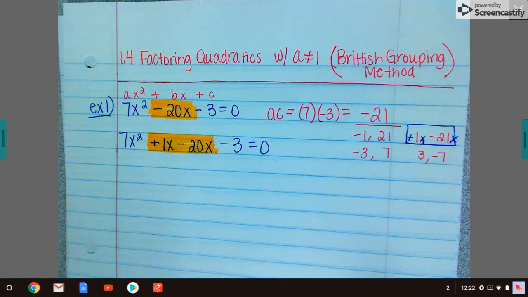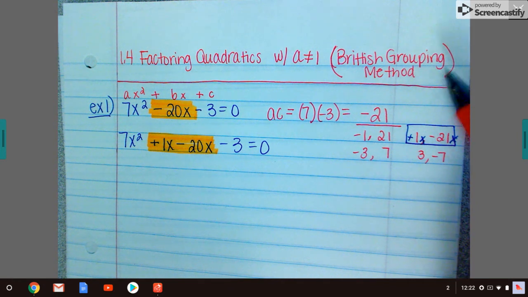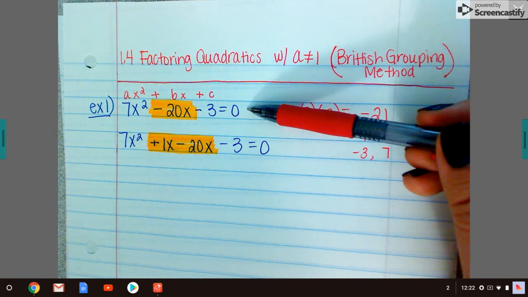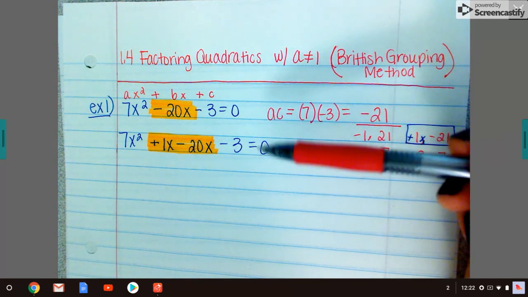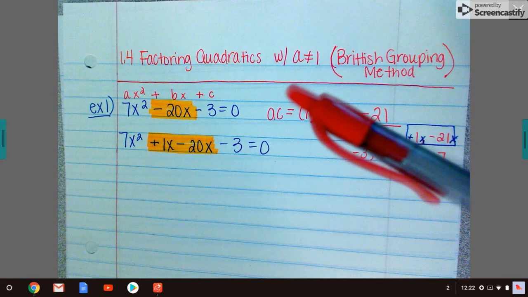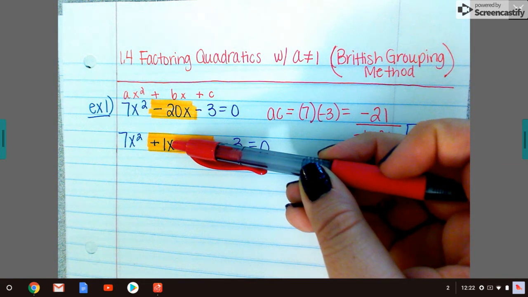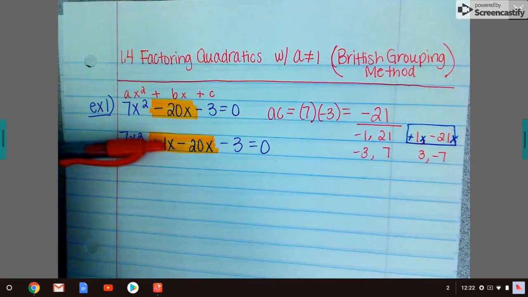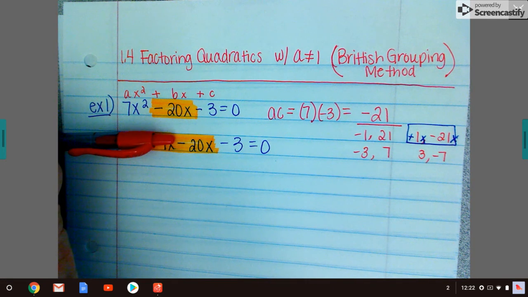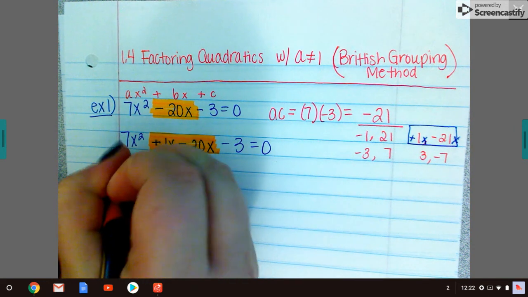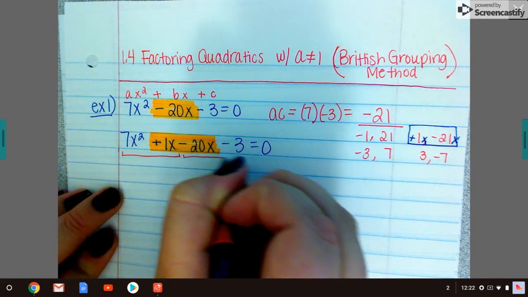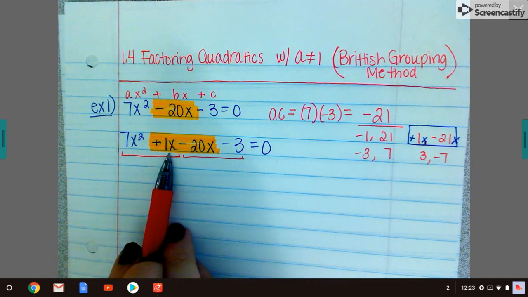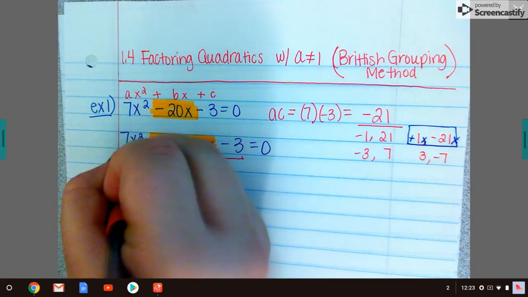And now this is where the grouping comes into play. In the beginning I couldn't factor anything out to make a group. I couldn't find a GCF. But here I can find two GCFs of different pairs. If I look at just the first two terms, I have a GCF of x. And if I look at the second two terms, I also have a GCF of 3 or negative 3. So we're going to look at these in two different pieces, and we're going to find the GCF of each separately. So the first one, like I said, there is an x in common, so I can pull that out.